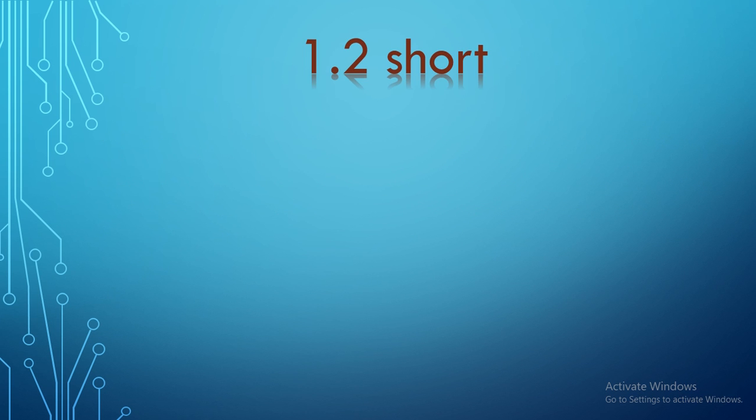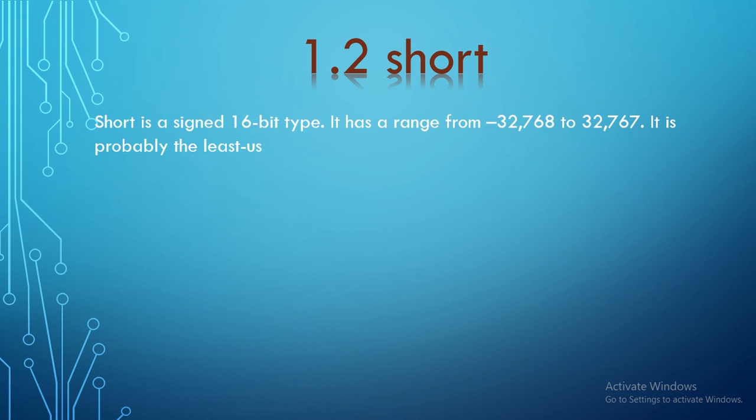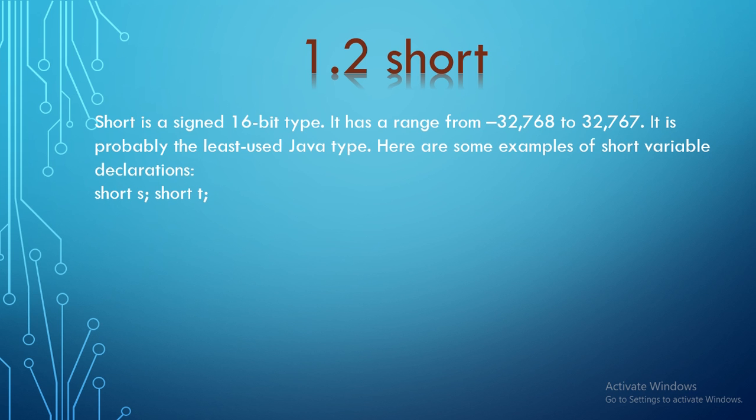Second one is short. Short is a signed 16-bit type. It has a range from minus 32,768 to 32,767. It is probably the least used Java type. Here are some examples of short variable declarations: short s; short t; these are variables.